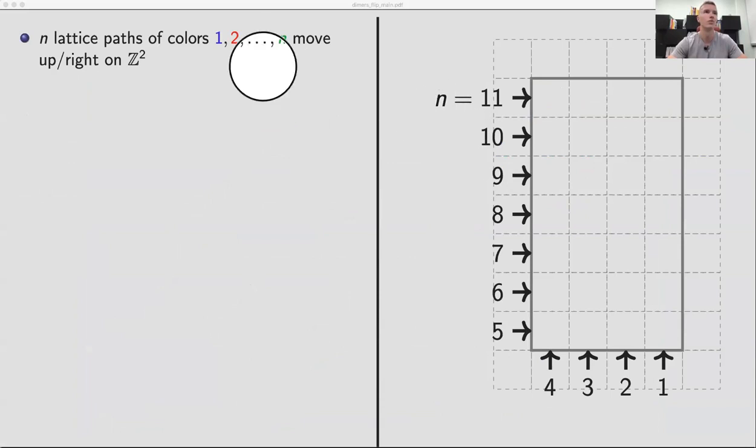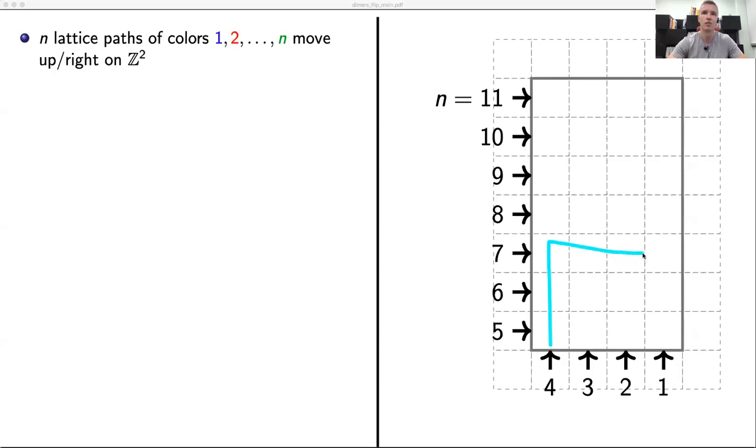So what you do is you start with n lattice paths, and each of them is going to have its own color. So here's a path of color 1, path of color 2, color 3, and so on. And they all enter this rectangle, and each of them is going to be a lattice path that goes up and to the right, and then exits on the boundary.